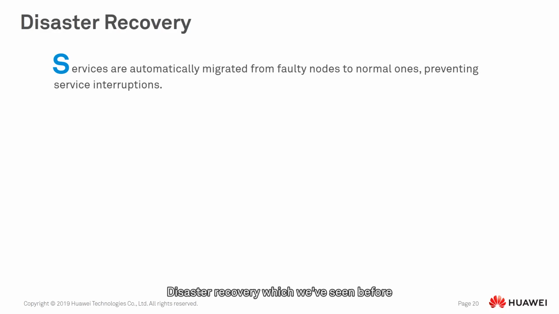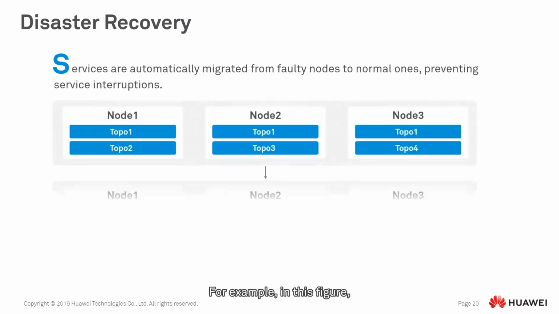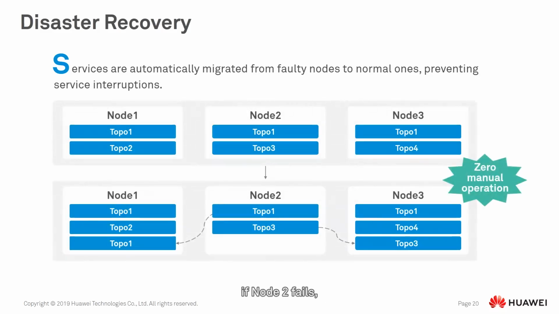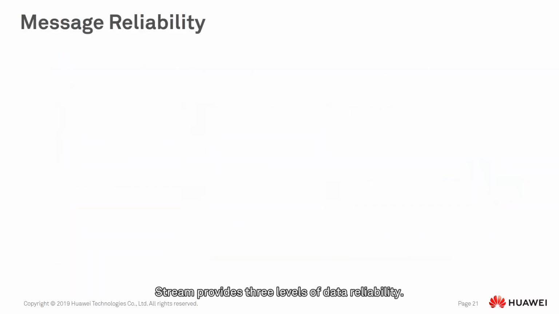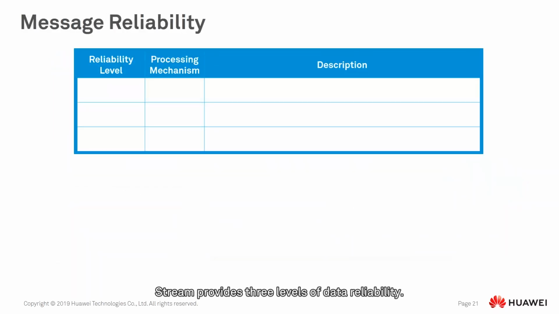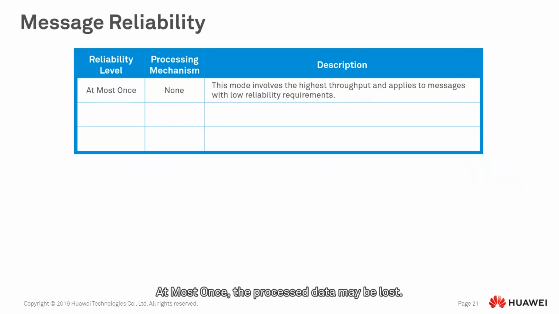Disaster recovery, which we've seen before, is a capability that services are automatically migrated from faulty nodes to normal ones, preventing service interruptions. For example, in this figure, if node 2 fails, the tasks will automatically transfer to node 1 and node 3 without manual operations. Streaming provides three levels of data reliability.